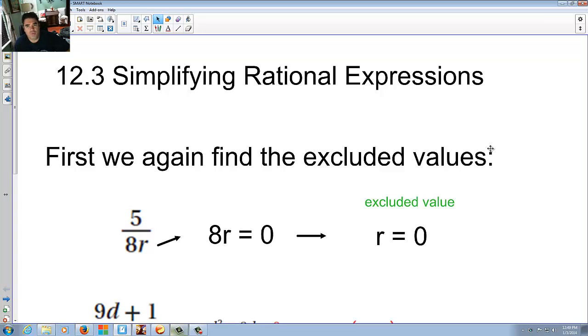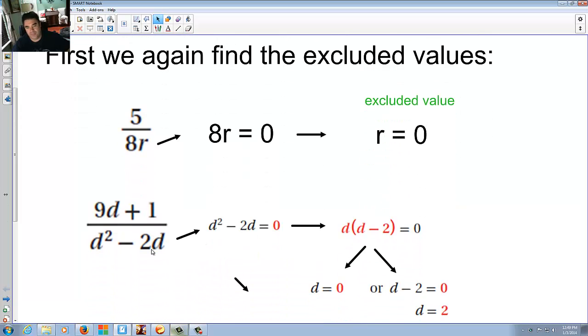Today, 12.3, Simplifying Rational Expressions. First again, we need to find the excluded values. So take 5 over 8r. Again, I want to make the bottom 0 if I want to find the excluded value. So 8r has to equal 0. Well, if I divide both sides by 8, r equals 0. So in other words, the only value it can't be is 0 because that will make the bottom 0, which means it becomes undefined. You don't want that.